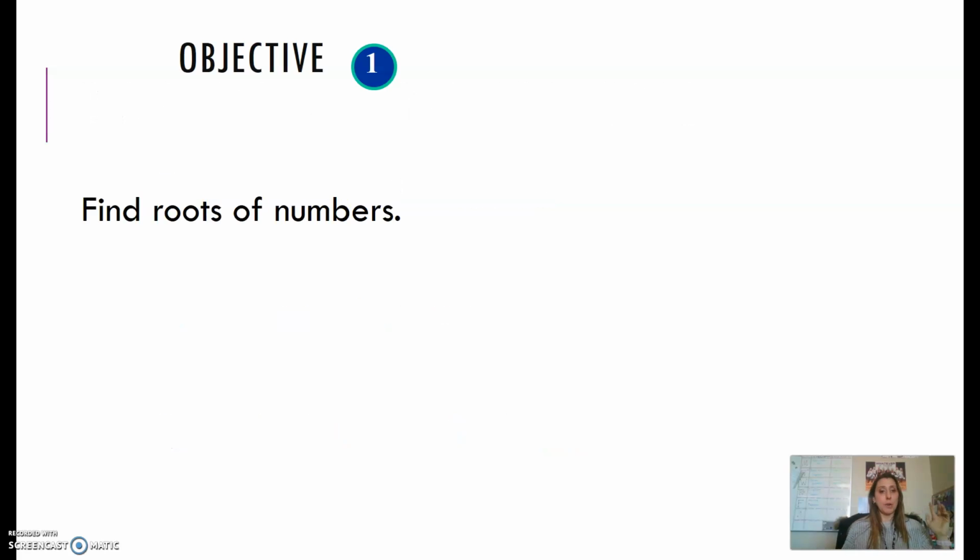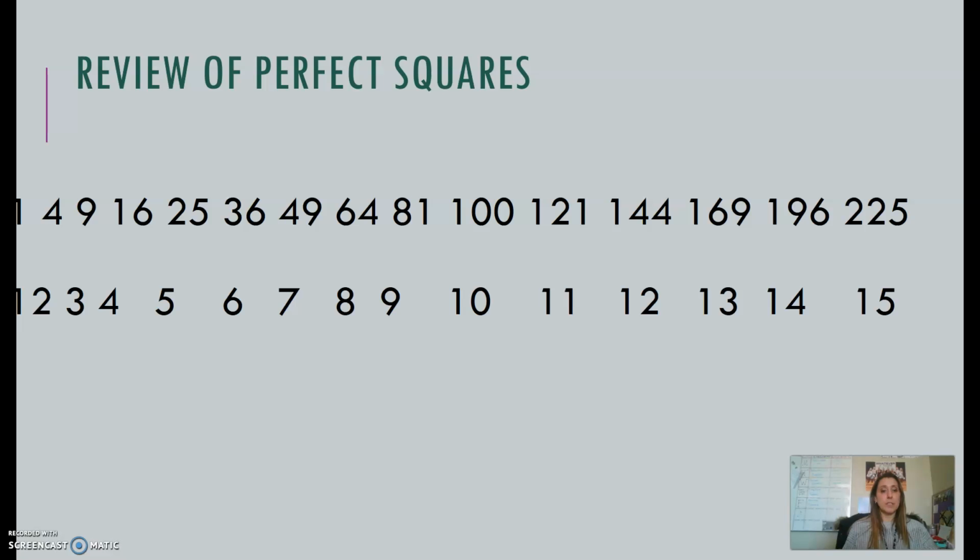So the first thing we're going to start with is finding the roots of numbers. So I went ahead and put perfect squares. So if I were looking at this, this would be 1 squared is equal to 1. 2 squared is 4. 3 squared is 9. 4 squared, 16. 5 squared is 25. 6 squared is 36. All the way to 15. I have this on my wall, and I know Miss Wadley does too. So we know these, and we're fairly comfortable with that.